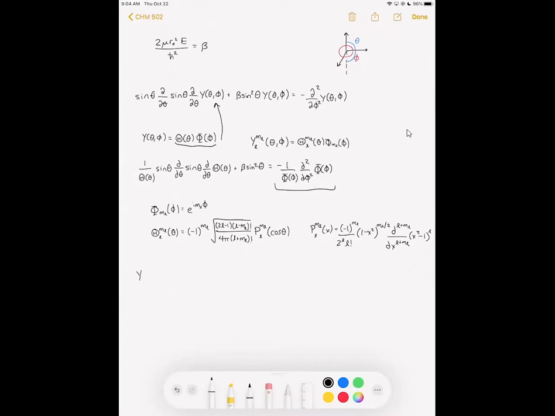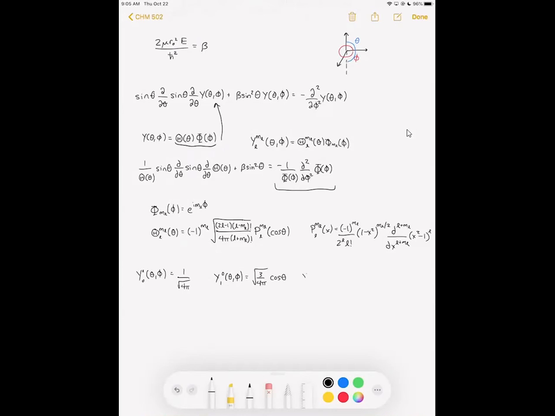So we can go Y 0,0 if L and M sub L are 0. So this would have no phi term if M sub L was 0. And there's also actually no theta term if L is 0. It's simply 1 over the square root of 4 pi. And then we can keep going. So if we had Y 1,0 as a function of theta and phi, now we'd have a polynomial term. We end up with the square root of 3 over 4 pi times cosine theta.